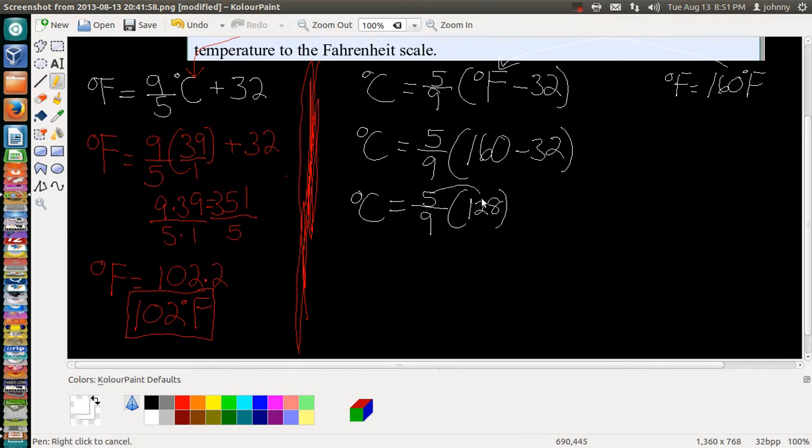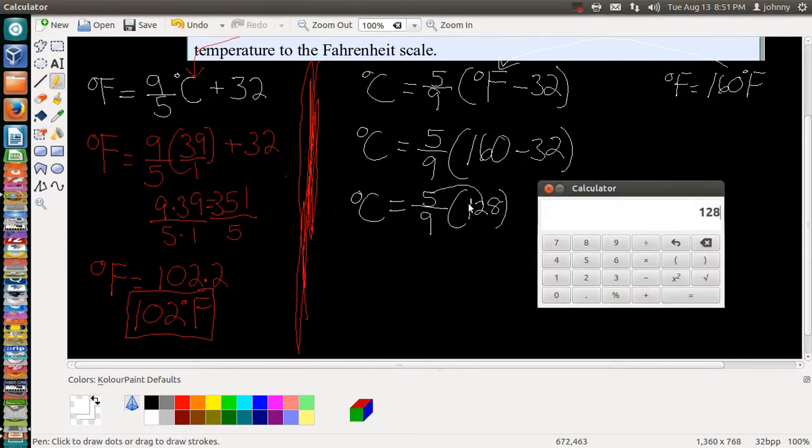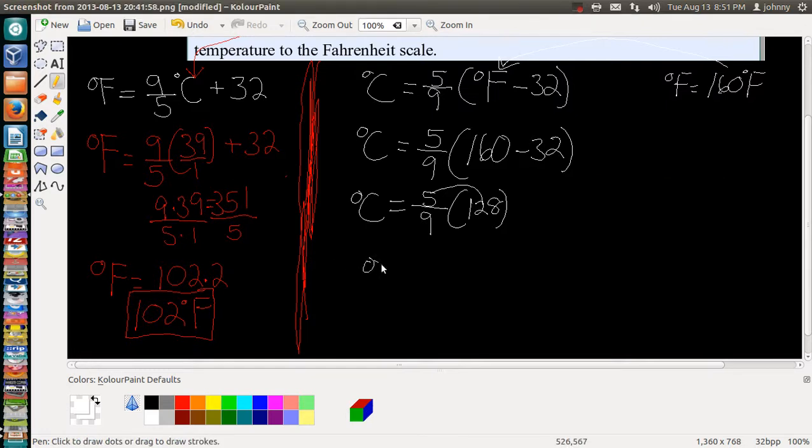And remember, it's 5 times 128 first, then divided by 9. So we take 5 times 128 first and press enter, and then divide by 9. So our answer, our degrees Celsius, would be 71.1, but since our 160 didn't contain a decimal, then our answer here is not going to contain a decimal, so our answer would be 71 degrees Celsius, and this will be our final answer for degrees Celsius.